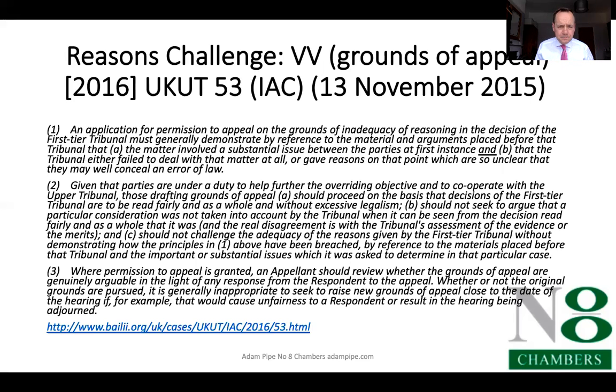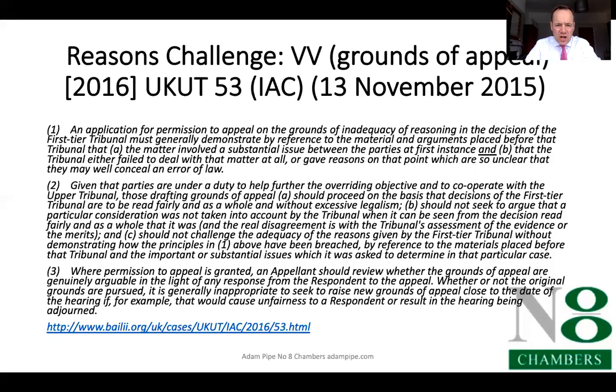And then 2, given that parties are under a duty to help further the overriding objective and to cooperate with the Upper Tribunal, those drafting grounds of appeal should proceed on the basis that the decisions of the First-tier Tribunal are to be read fairly and as a whole without excessive legalism. B, should not seek to argue that a particular consideration was not taken into account by the tribunal when it can be seen from the decision read fairly and as a whole that it was, and the real disagreement is with the tribunal's assessment of the evidence or the merits.